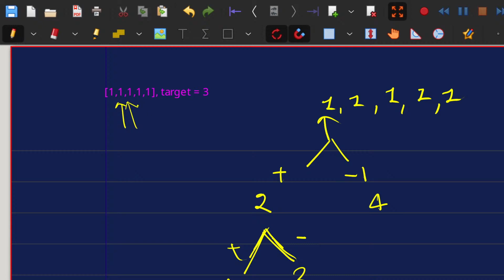So we have to find if target is equal to 0 when we are at the last index, then we return 1. Else we will return 0. Okay. So let's do this.